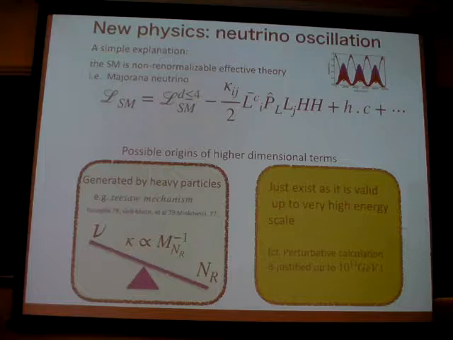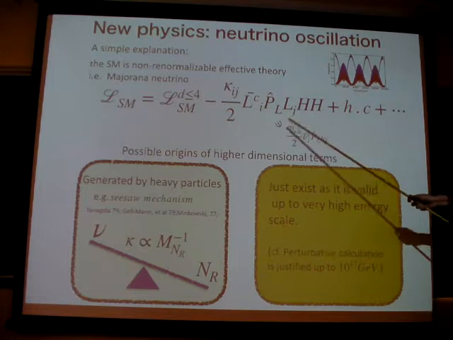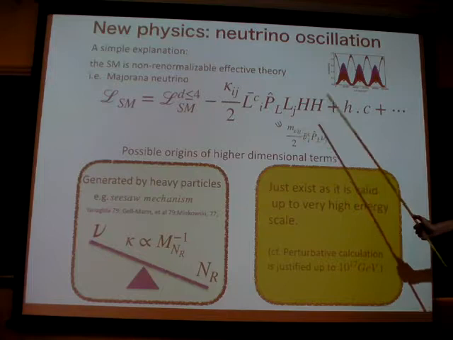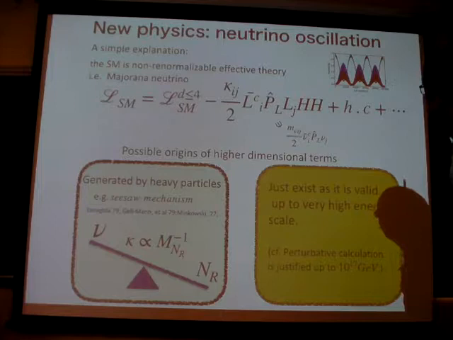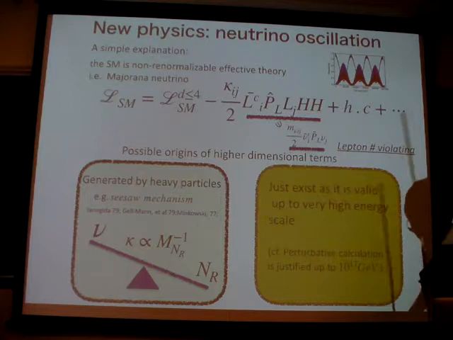In any case, the leading operator, the dimension 5 operator, is the llHH interaction term. This interaction term generates the neutrino mass, the neutrino Majorana mass. So we will consider Majorana neutrinos. And since neutrinos have mass, the neutrino oscillation can be explained. The important thing in my talk is that this term violates lepton number. Therefore, the first condition of Sakharov can be satisfied if we consider the effective Lagrangian.